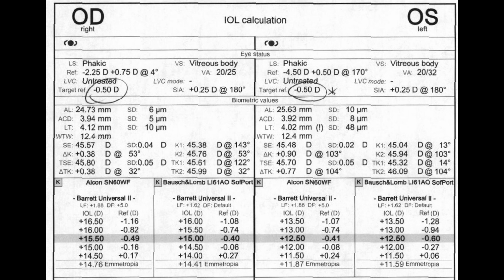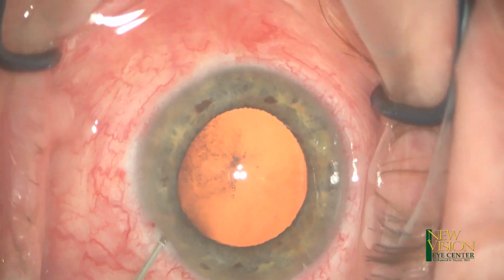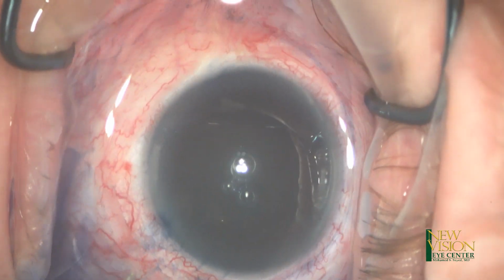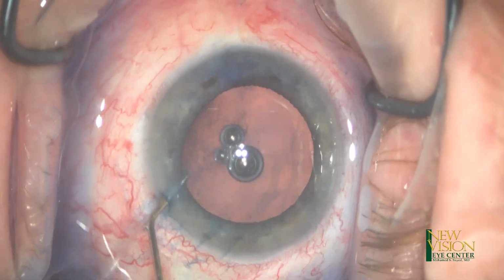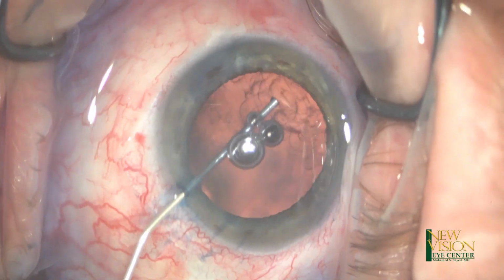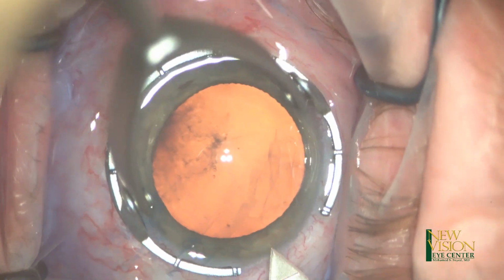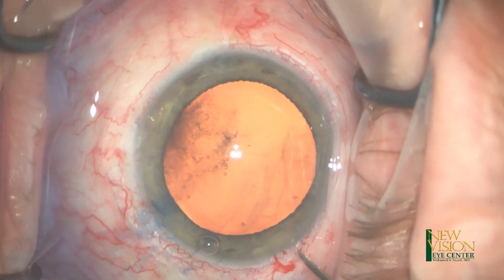I start by making a paracentesis incision, and I inject some lidocaine, some trypan blue. I wash it off with balanced salt solution. Then I inject dispersive viscoelastic to fill the AC. I then proceed to making a clear corneal temporal incision, and I initiate my capsulorhexis with a cystotome.